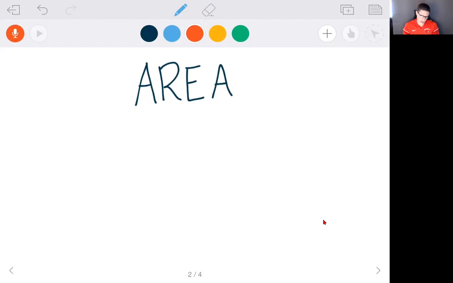Area is what? Length times width. It's not adding all 4 sides. In fact, you just need 2. You just need the long side and the short side, the length and the width.